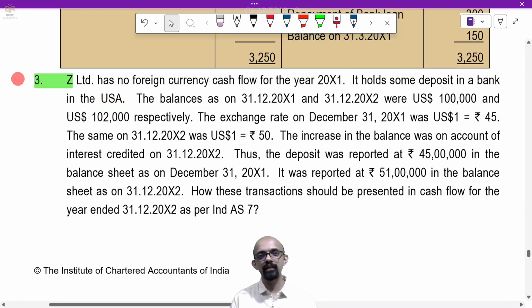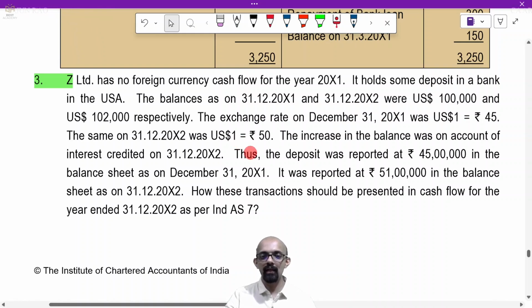Let's now come to the test your knowledge questions. Question number 3. So here the forex adjustment relating to cash equivalent has to be done. So there is some money in a foreign bank. So $1 lakh, on 31/12/2011 and 31/12/2012, it was $1 lakh and $1 lakh $2,000. The balance has increased by $2,000, and this is calendar year. So opening and closing exchange rates are given, 45 and 50.